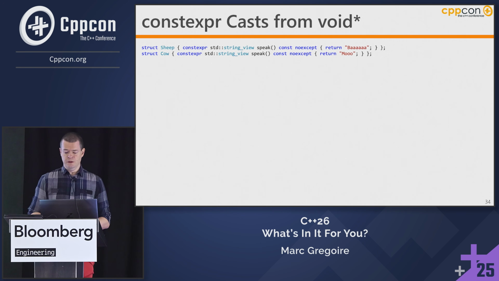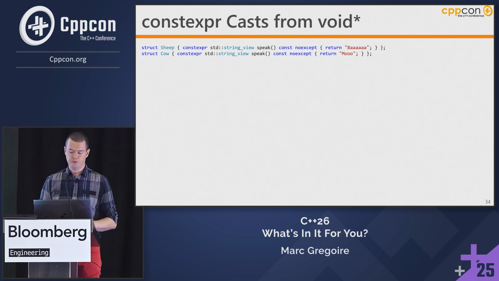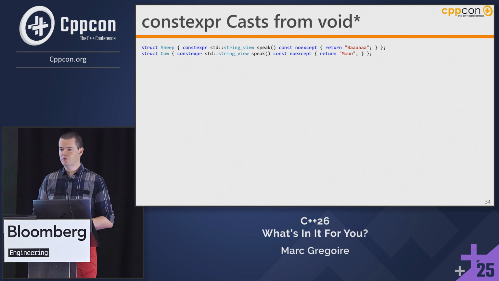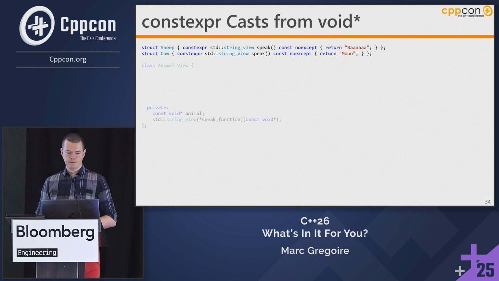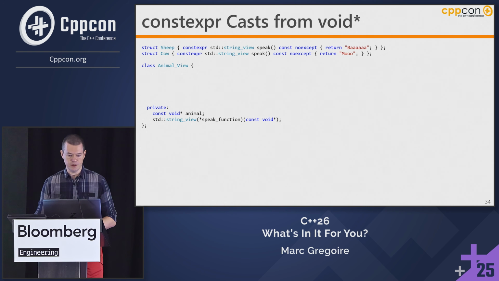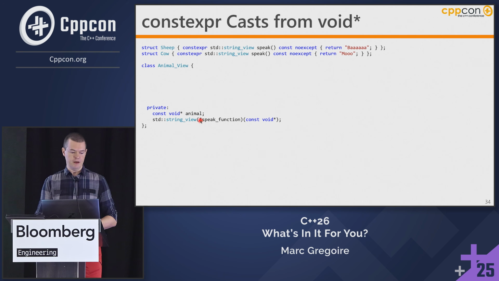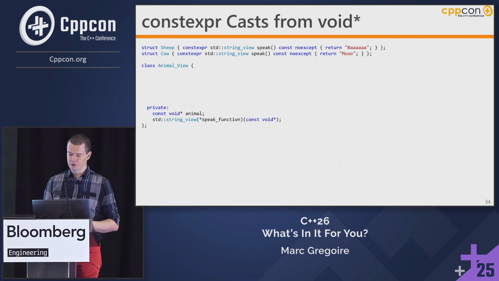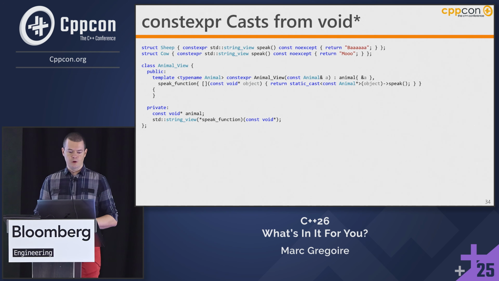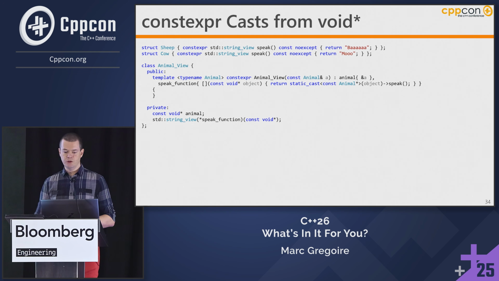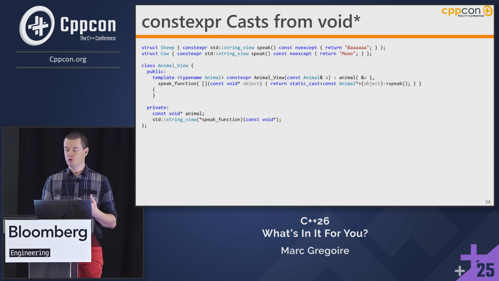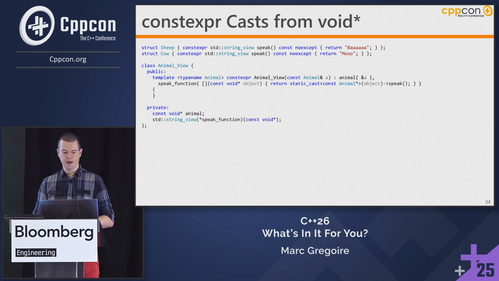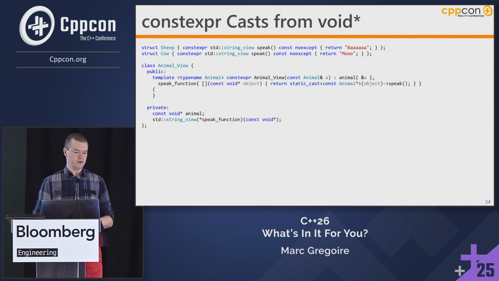I hope this is readable. This example actually comes from the standard proposal. So what we have here is a sheep and a cow, each with a single constexpr member function, speak. We then have an animal_view class, which, as you can see, just stores an animal as a void star pointer, and it stores a speak function, a pointer to a speak function. We have a constexpr constructor, which stores the animal that it receives, or a pointer to the animal it receives, in the void star animal pointer. And at the same time, it constructs a speak function using a lambda.